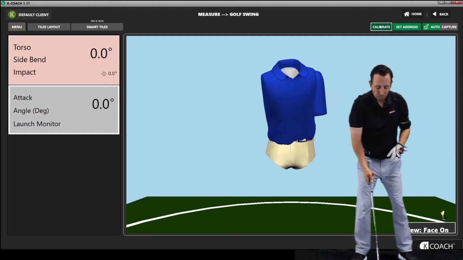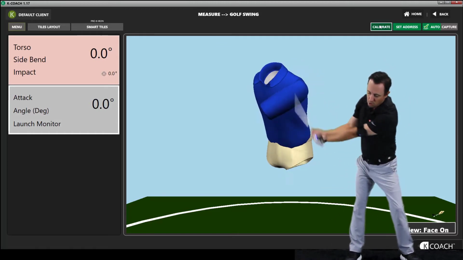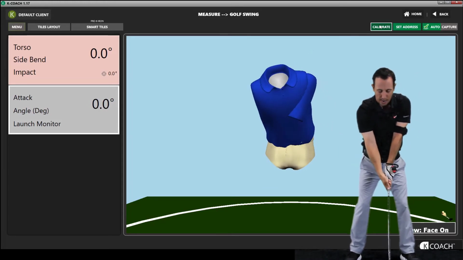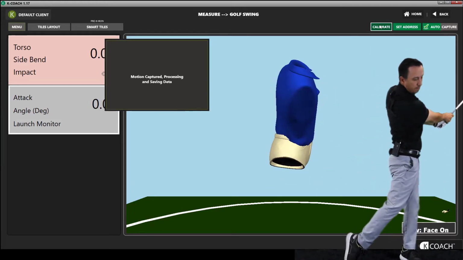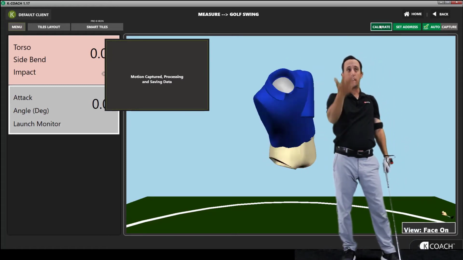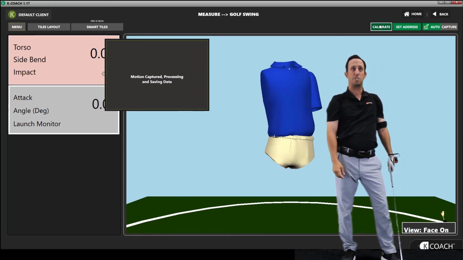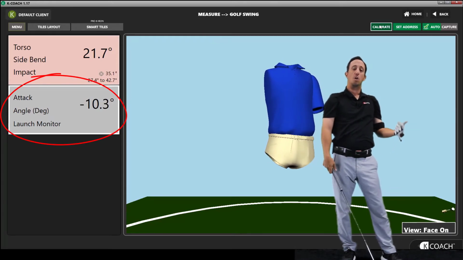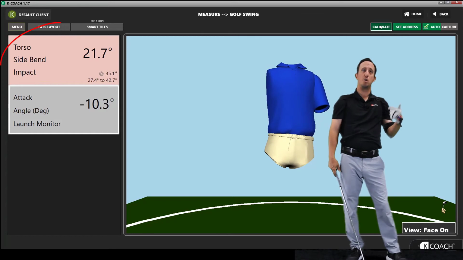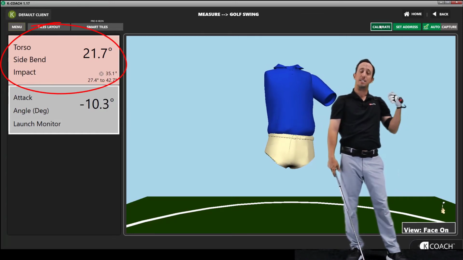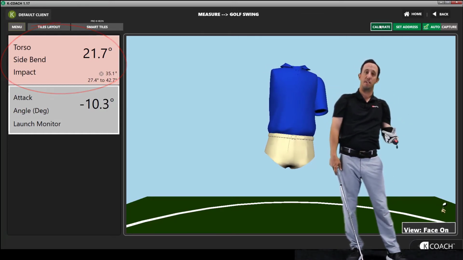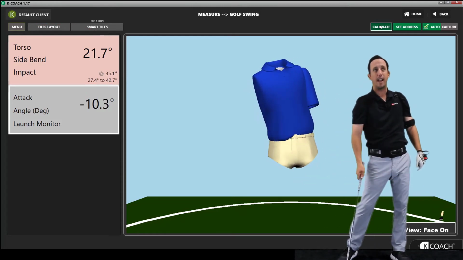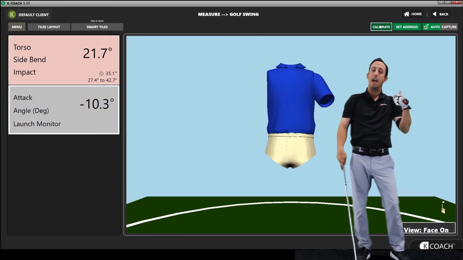So again, if I go ahead and hit a shot where I get really steep and I keep my left side bend for a really long time, we'll take a look at what that attack angle is, and it's negative 10.3. What you'll notice is my torso side bend at impact is 21.7, okay? So 21.7 with my right shoulder lower, and that gave me a negative 10 angle of attack.